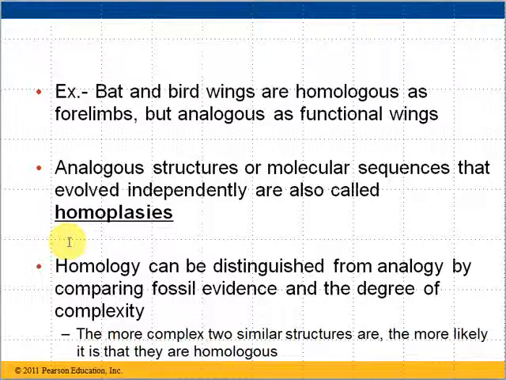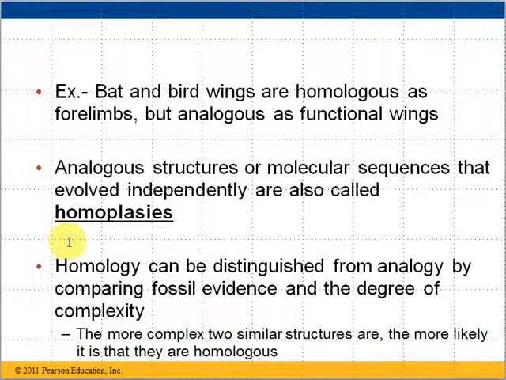You don't say a bat and a bird are fairly closely related because they both have wings, because if that was the case, you would put a butterfly as being more closely related to a bird and a bat than it is to, say, a beetle. So it's not the wings, because those are analogous structures. The forelimbs themselves, say the interior bone structure, that is what makes the bat and the bird more closely related. That is the homology that we're looking at here.